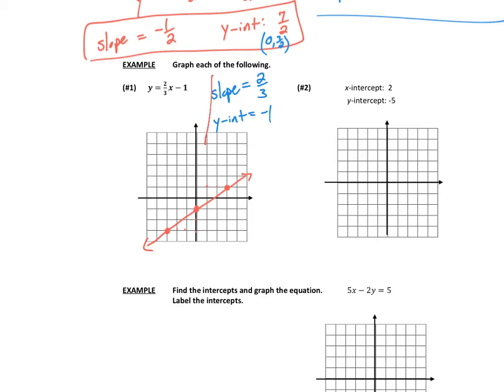Okay, so identify the slope and y-intercept, and then graph it. In number 2, they give you the x and the y-intercept. We can just plot those points on here. So if the x-intercept is 2, you go to the x-axis, and you go to +2. If the y-intercept is -5, go to the y-axis, 1, 2, 3, 4, 5, and go down 5. And then you connect your dots. So if they give you the intercepts, it really is pretty quick to graph.